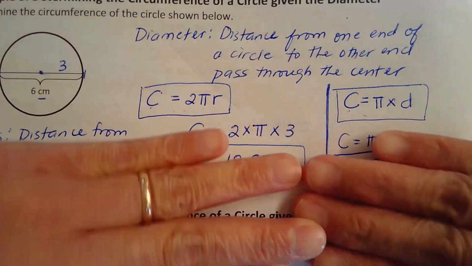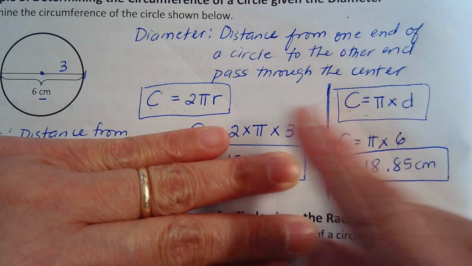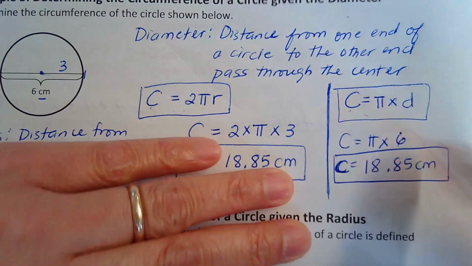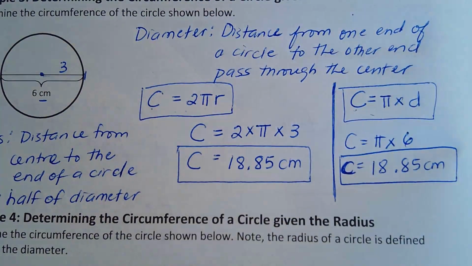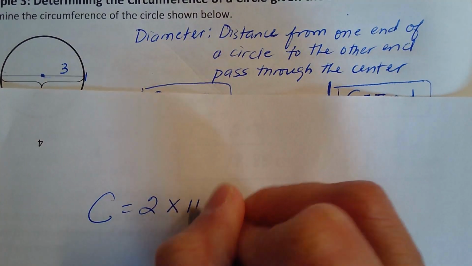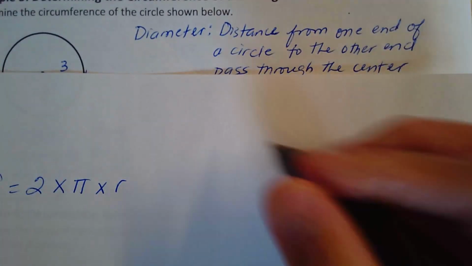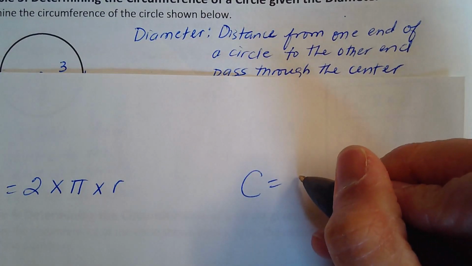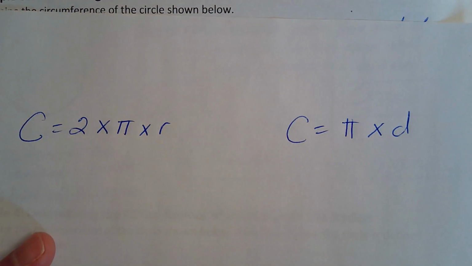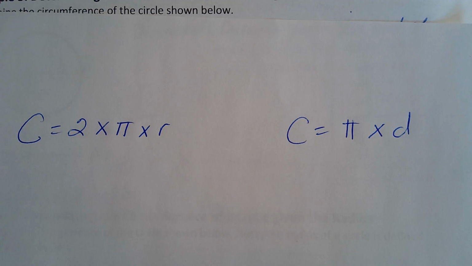Now, can you look at these two formulas only? You got 2 times pi times r, and then you got pi times d. Why are they the same? C is equal to 2 times pi times r. Because the radius is only half the size of the diameter, you're multiplying it by 2 anyway. Say that again. The radius is half the diameter, so if you multiply it by 2, like in the equation, you get the same thing as just multiplying pi by the whole diameter.